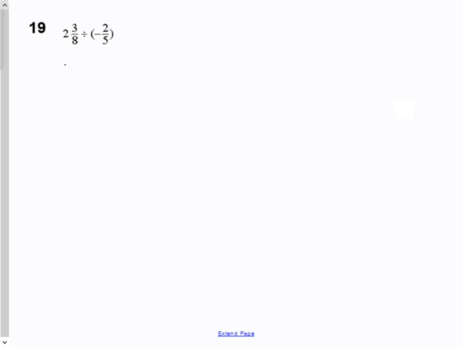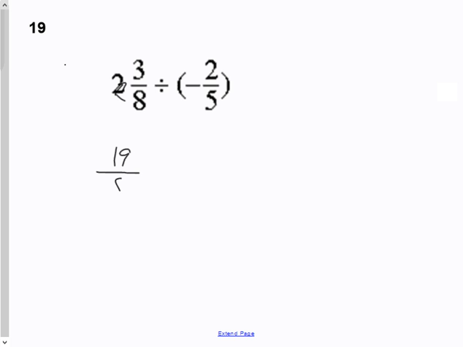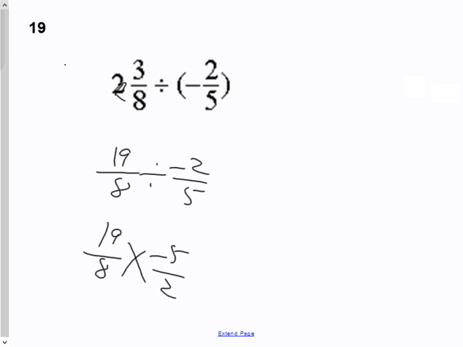Question number 23, division. First step you need to do is change your mixed fractions into improper. 19/8 divided by negative 2/5. Make sure you put your negative sign with your numerator. Once you have that, keep your first fraction. Change to multiplication by the reciprocal. Keep your negative symbol in with your numerator.